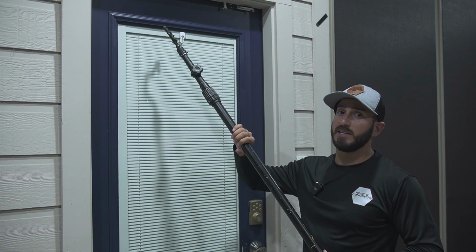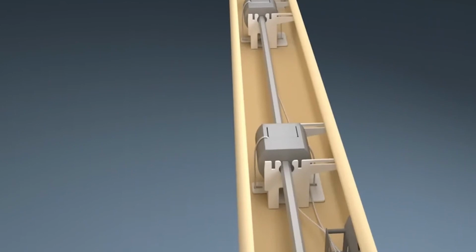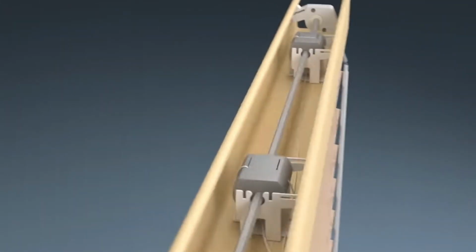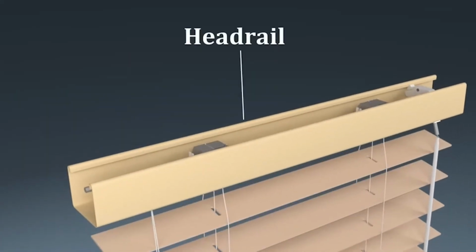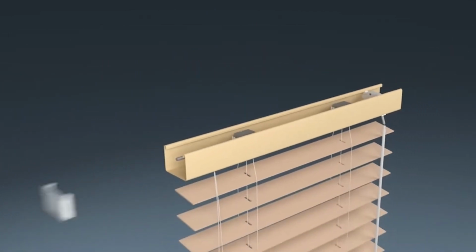Once you get the tool inside, you need to visually see the top of the blinds, the headrail portion. Place your tool on the headrail and then simply force the headrail off of the side mounting brackets.